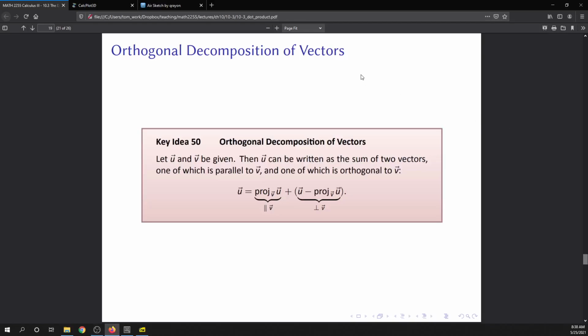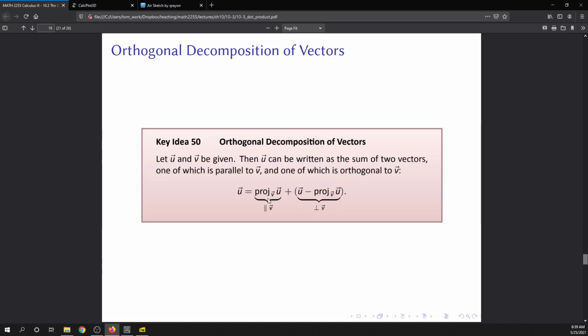In this video, we are going to talk about orthogonal decomposition of vectors. If I have two vectors, u and v, then what I can do is decompose that vector u as the sum of two vectors, which you can do with any two vectors. But the kicker here is that you can do this in such a way as to make one of the vectors parallel to the vector v and the other orthogonal to v, which is this upside down t symbol right here.